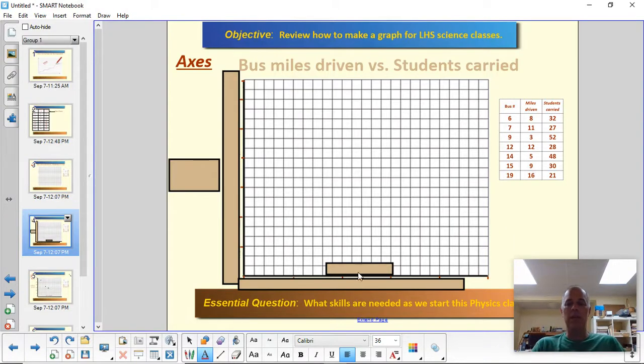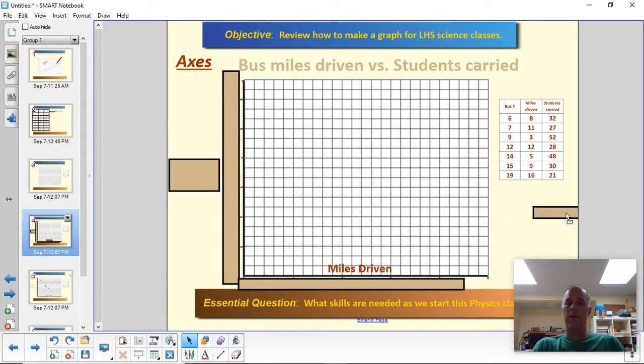Now, normally we put the independent variable on the x-axis, that's the horizontal axis down here, and the dependent variable on the vertical axis. But with this set of data, there really isn't necessarily an independent and a dependent variable. So we have some freedom here. We can just kind of choose which one we do. And what I decided, let's see if we can get this thing going here. There we are. Okay, I've decided that I'm going to put the miles driven on the x-axis and the number of students carried on the y-axis. So we're just going to be consistent on this.